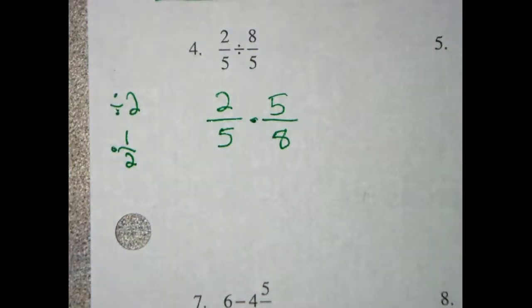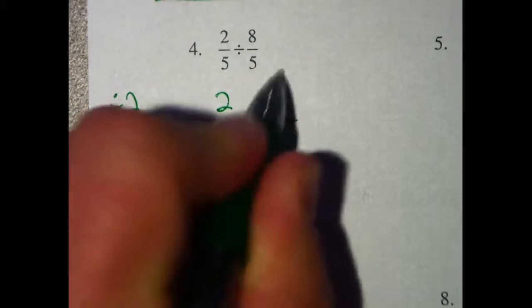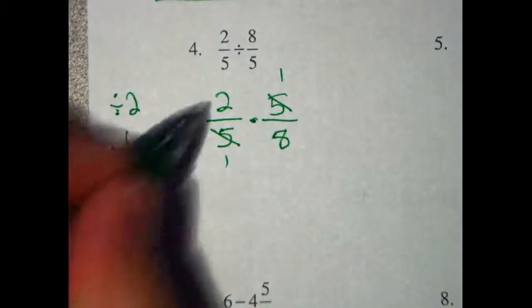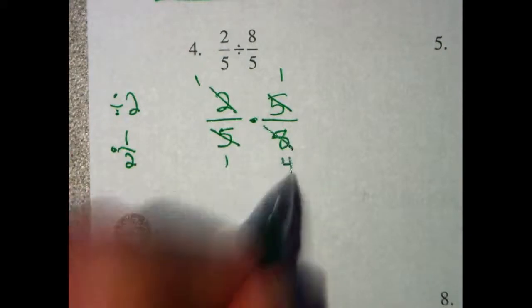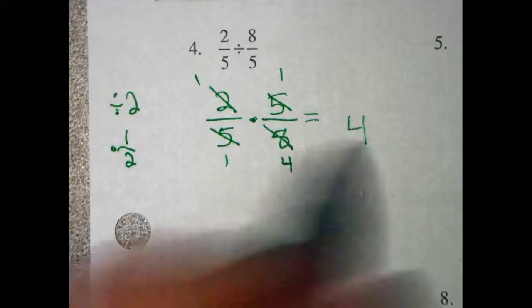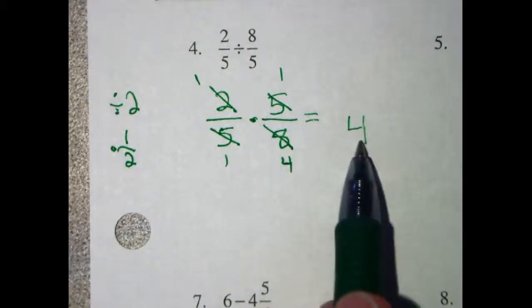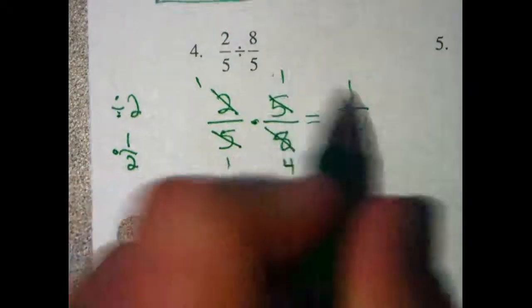And then same rules as number 3 and number 6. You can cross cancel if possible. Let's go ahead and do that. So 5 goes into both of them one time. And 2 goes into 2 one time. 2 goes into 8 4 times. So we have 4. And now is this 4 on the top or the bottom? Bottom. So what goes on top? 1. So 1 times 1's on top.